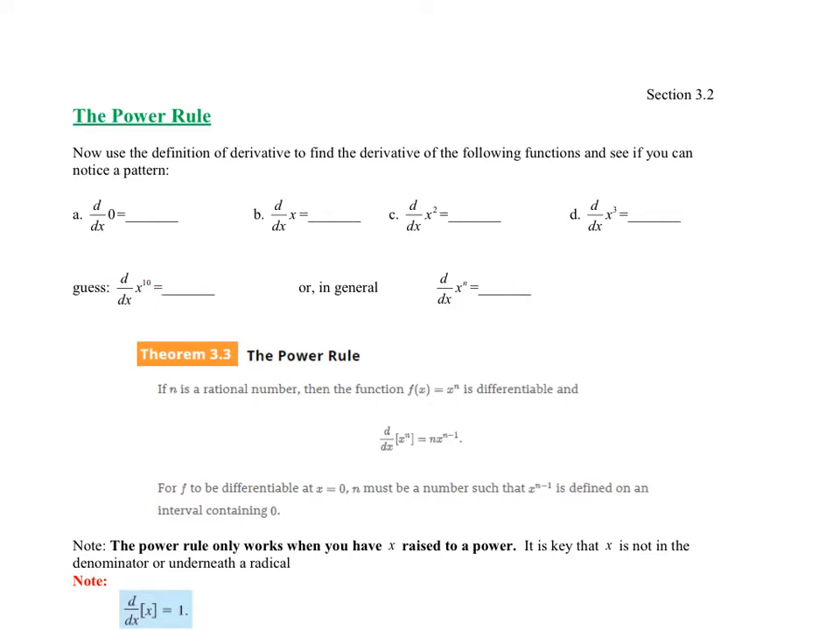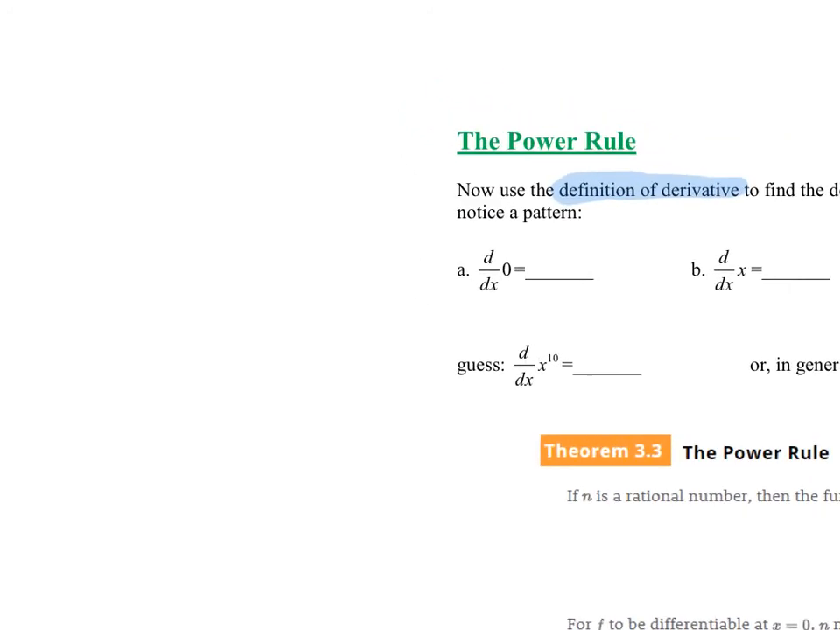But it does want us to use that definition of derivative, and because it says definition of derivative, that means I need to bust out my limits, okay? So I'm going to do this over to the side here. You might need a separate piece of paper to do this, but let's see if we can do this. Let's look at the first one, f of x equals 0. We're going to be using the definition of derivative, which is the limit as h approaches 0 of f of x plus h minus f of x all over h. So that's the definition of a derivative. We're going to be using that for every single one of these.